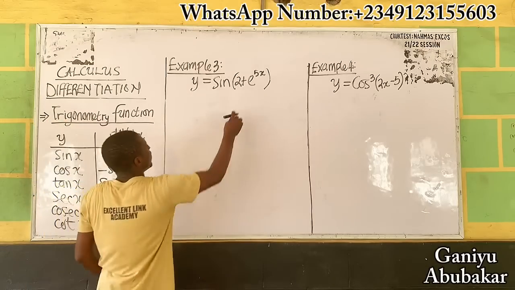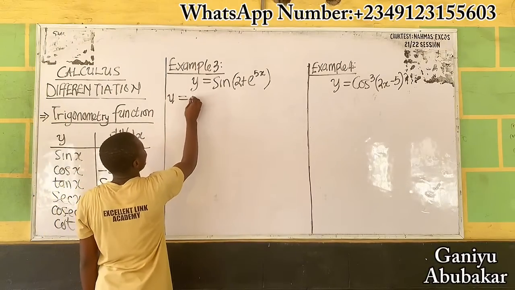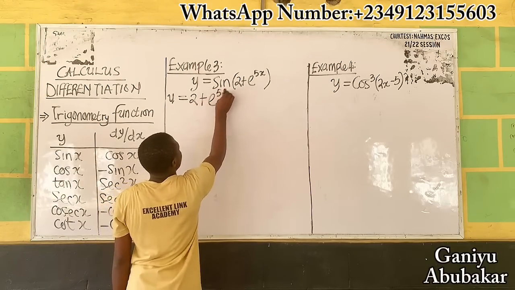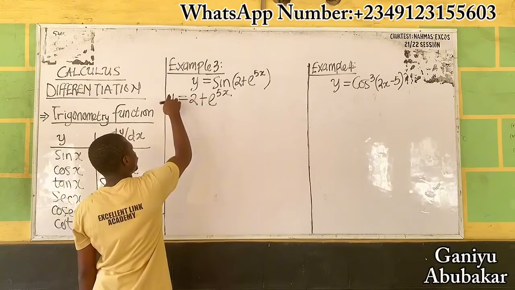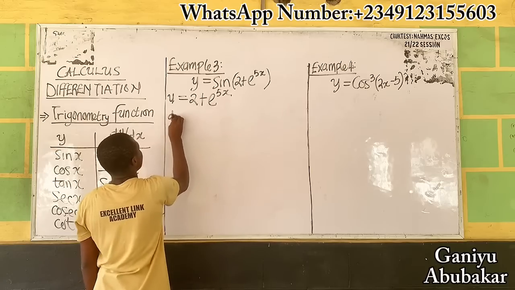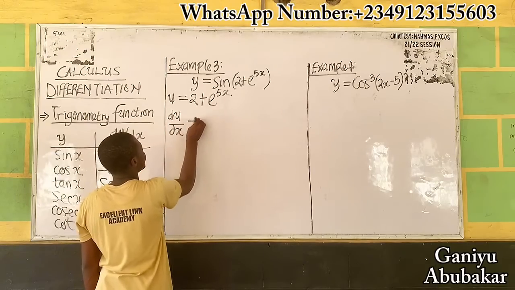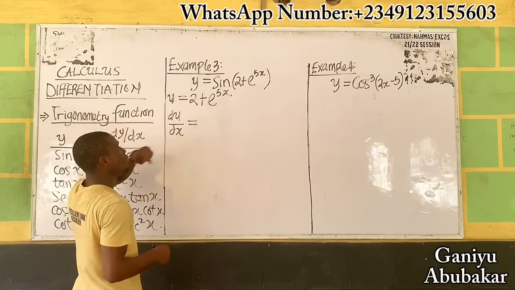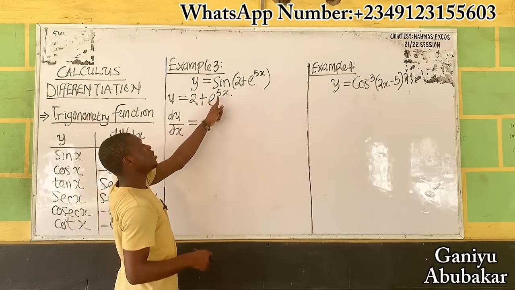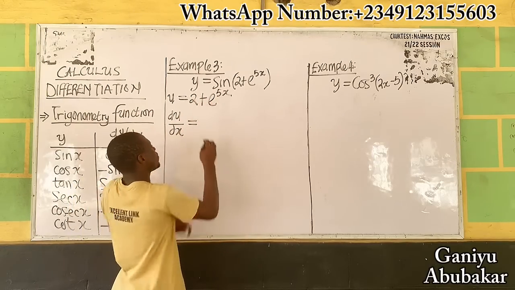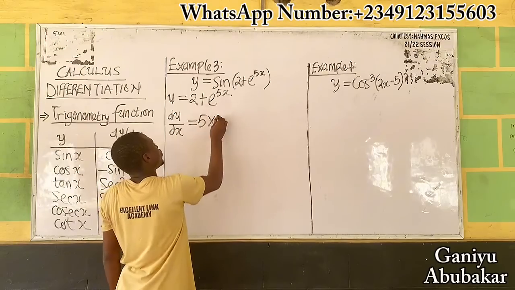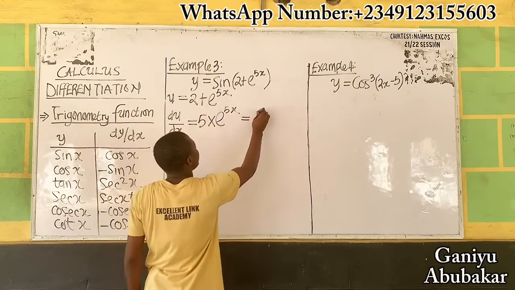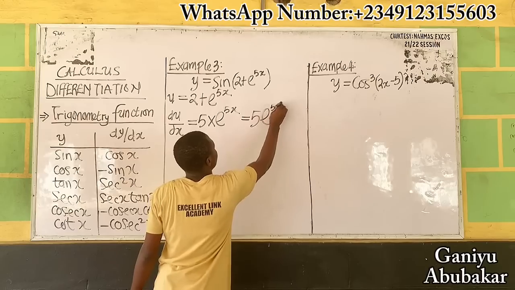What do we know? First things first, let u be equal to the term in the bracket, that's 2 plus exponential 5x. Differentiate u with respect to x. I'll have that du/dx is equal to, differentiate 2. 2 is a constant, that's 0, it's off. Differentiate exponential 5x using the shortcut. Differentiate the power first: 5x gives 5, times repeat the question, exponential 5x. So du/dx gives me 5 exponential 5x.